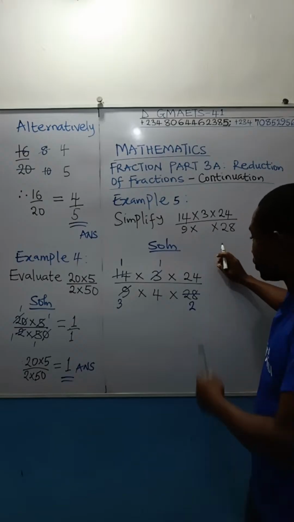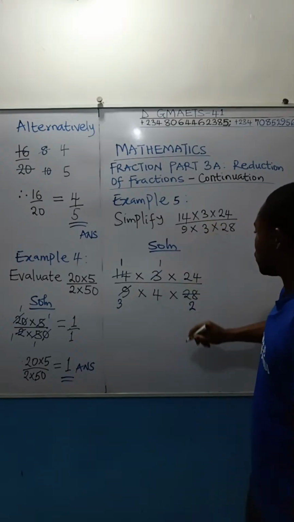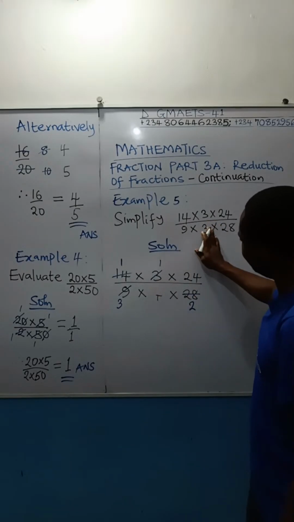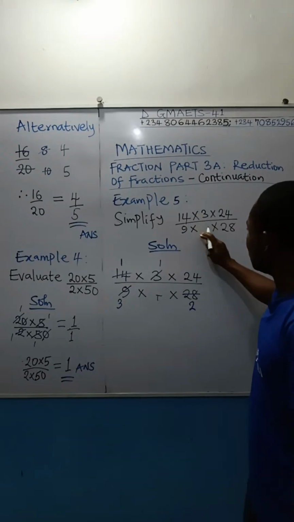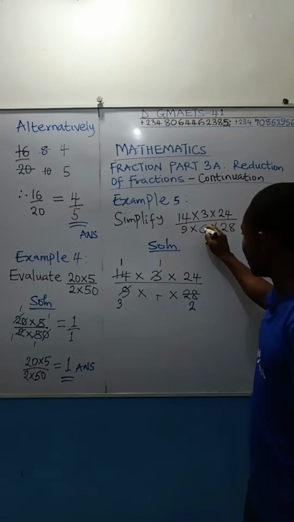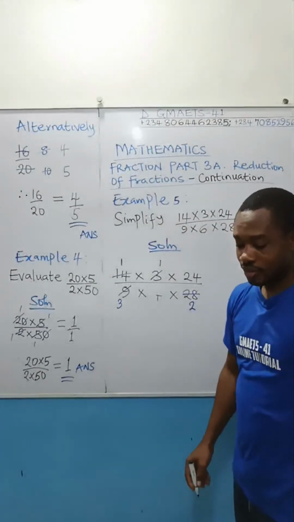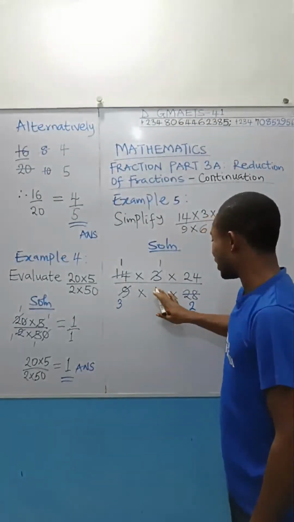Let's change this 4 to 3. I'm sorry about that. Should I make it 3? Or let's change it to... okay, let me change it to 8. Or 6 rather. I'm sorry about that. I don't want us to get 1 as our final answer again.